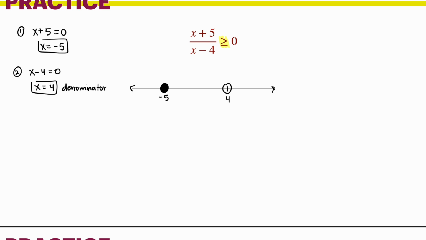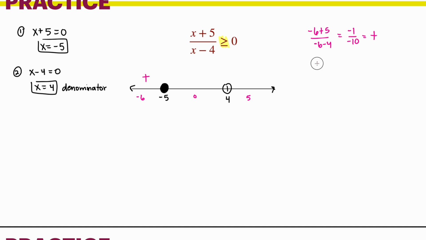Now let's choose some numbers. I love the number 0, and that happens in between negative 5 and 4. I'm going to choose a number on the other side of 4 and a number on the other side of negative 5. And now let's plug them in. I'll start with negative 6. Negative 6 plus 5 over negative 6 minus 4. That gives me a negative 1 over negative 10. Two negatives give me a positive.